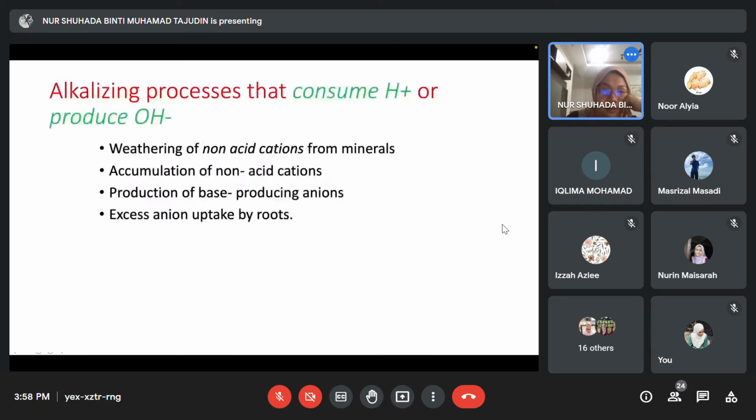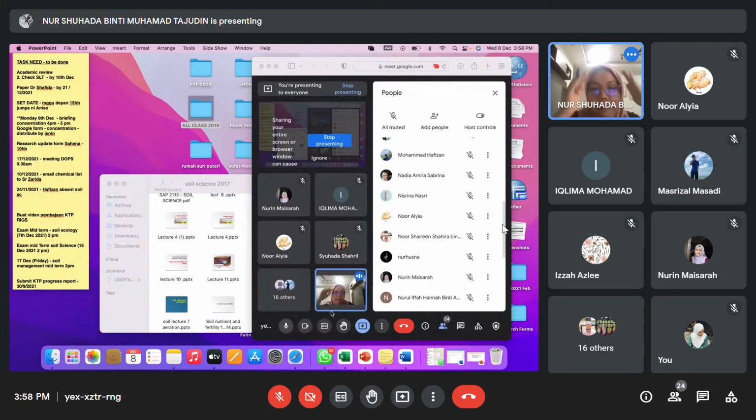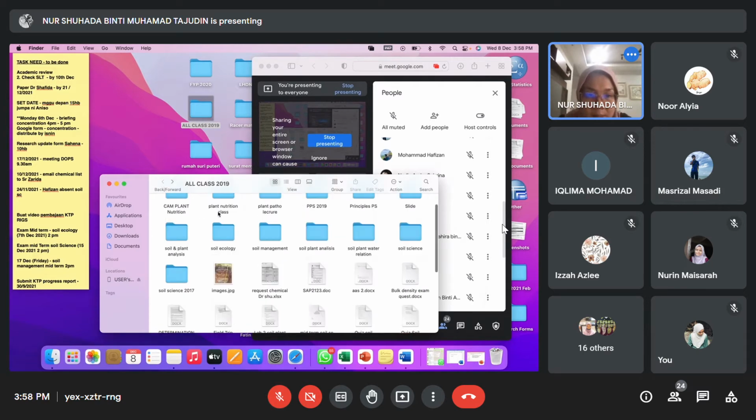Okay, so I think we stop here. Any questions regarding soil? Soil acidification is more about understanding, you know, right? Okay, so I want to continue with our lab session.